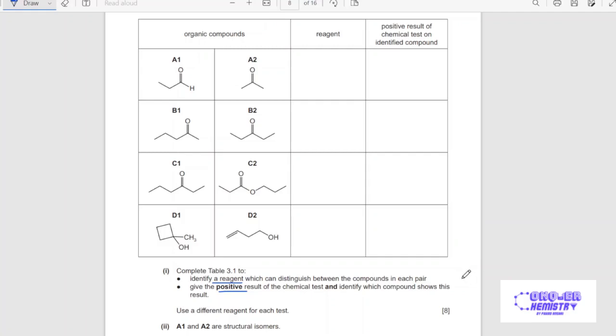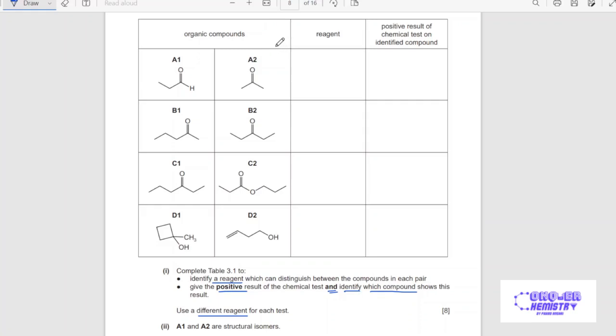That means that when we select a reagent, we have to say what will happen to that reagent if it reacts. And we have to identify which compound shows this result, right? So which compound reacted with the reagent you selected to give the positive result of the presence of that compound. And one other thing, you have to use a different reagent for each test. All right, so let's get into it.